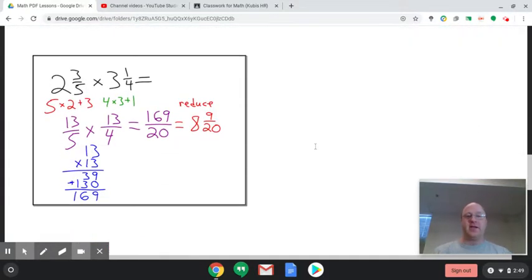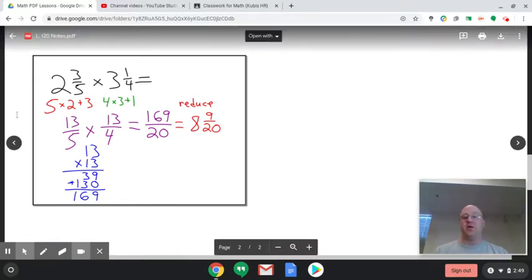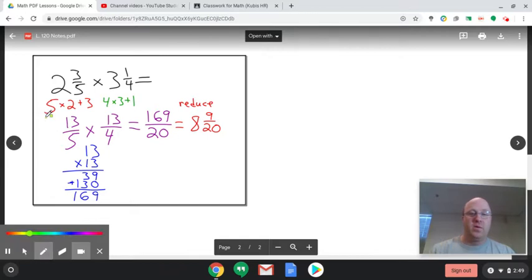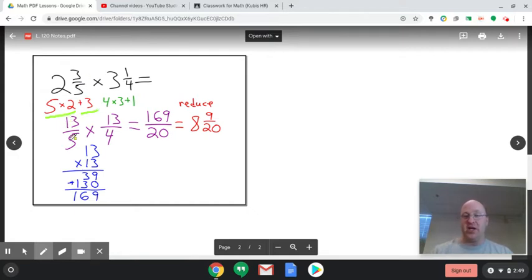And one last example. In this case, I have two mixed numbers we're multiplying together. 2 3/5 times 3 1/4. We need to change them both in order to do this. So again, remember our steps to changing a mixed number to an improper fraction. 5 times 2, which we have right here, 5 times 2 is 10. Add 3, we get the 13 here. And over 5, denominator doesn't change.